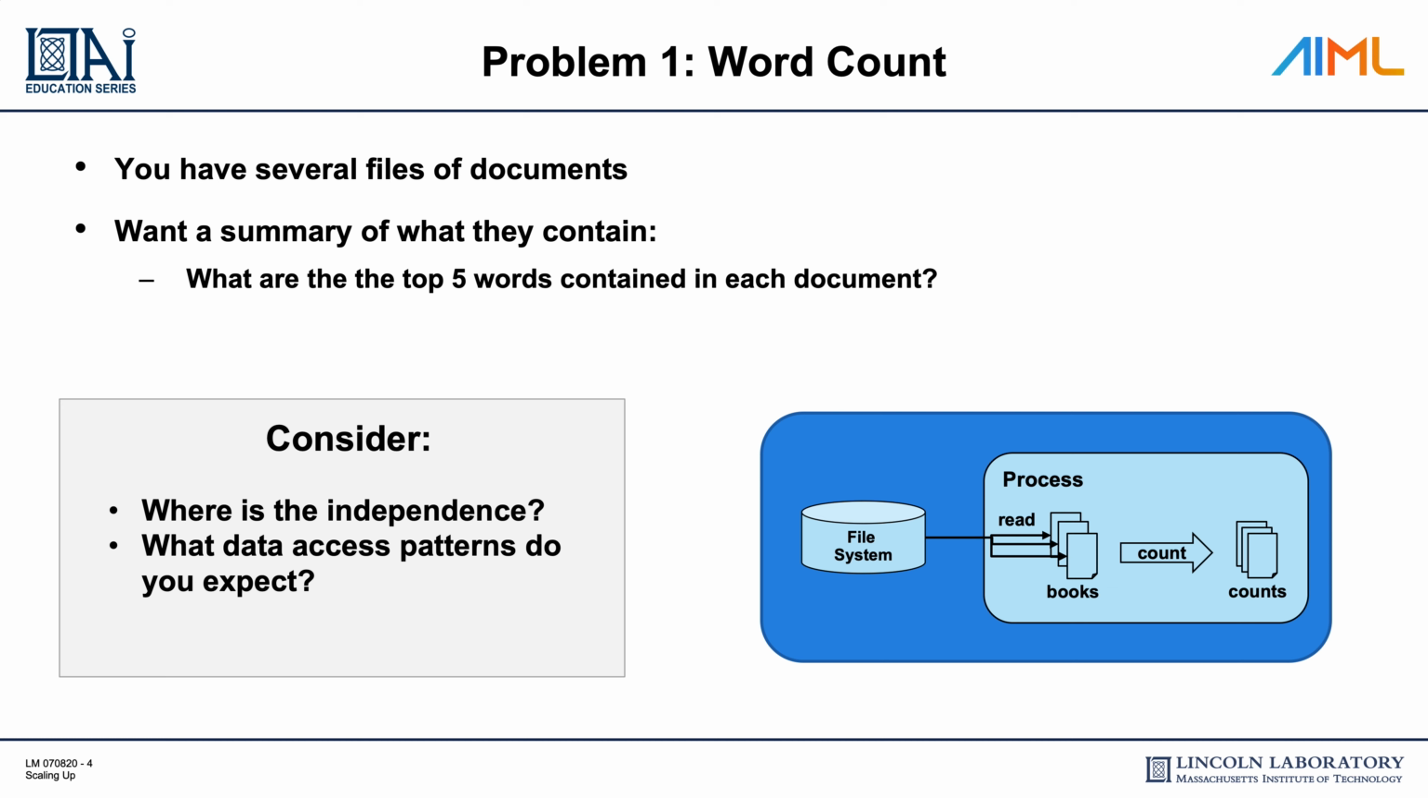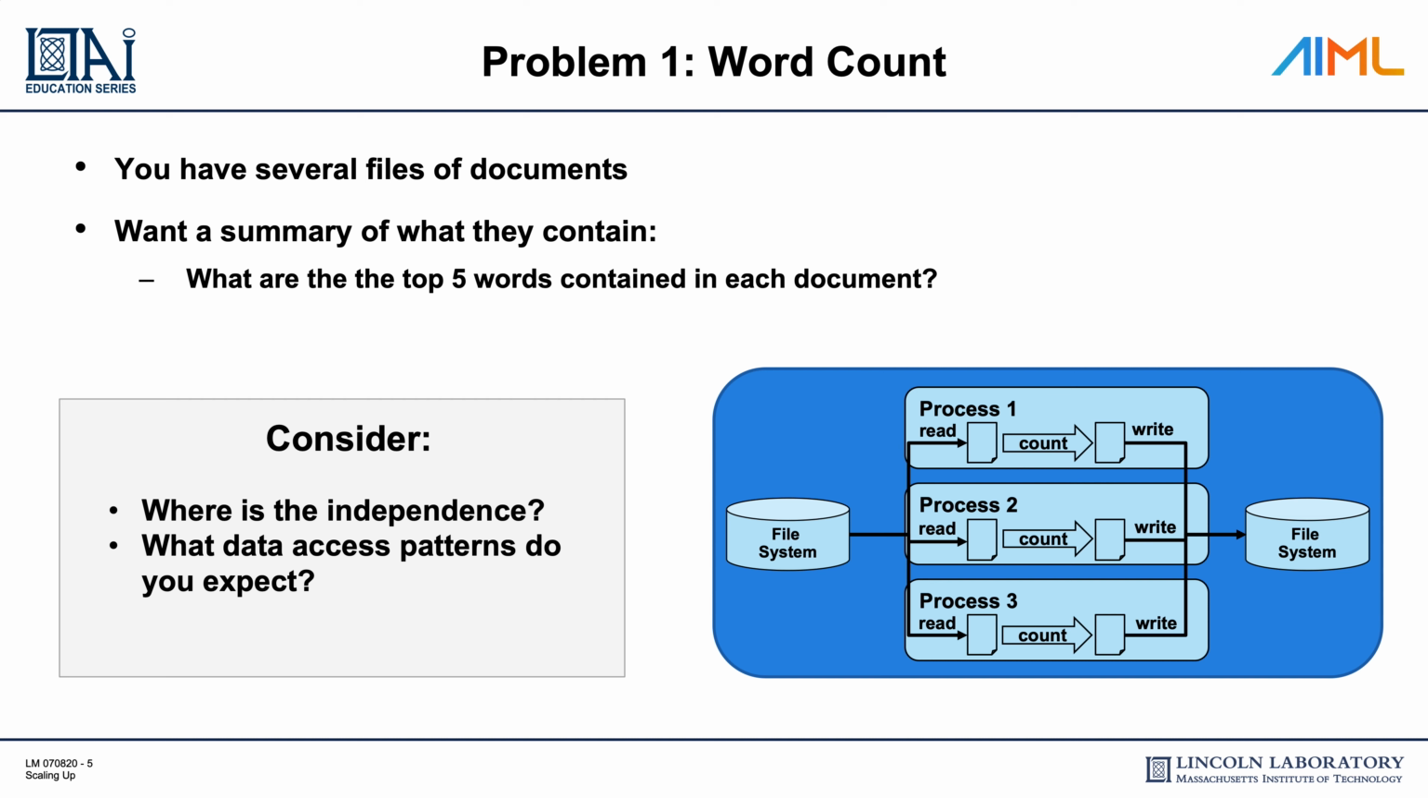In this problem, we have one main operation, counting words. This operation can be done independently for each document. As far as data access goes, each file is read from the file system, counted, and then perhaps the result is written back to the file system. Since this entire process is independent, this is a throughput application and can be split up completely.